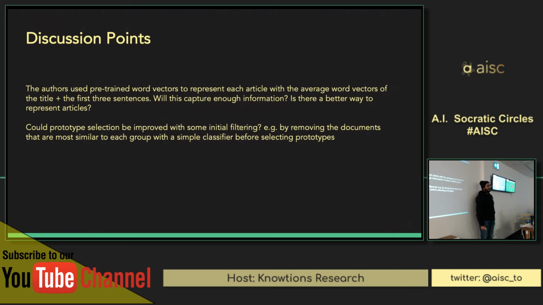The inverted pyramid structure of news articles. So basically, most news articles are structured in this way. They have a title. They have the first paragraph, which describes the whole news article in brief, and then they go on to the rest of the document, which is diving into the details.